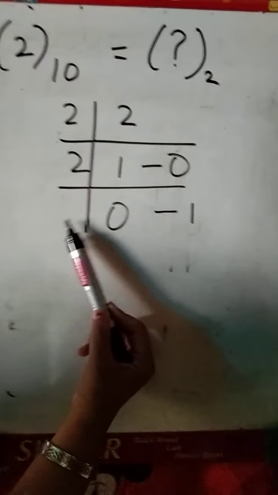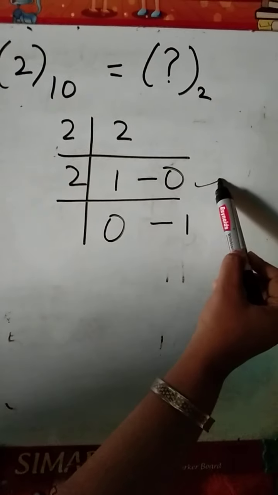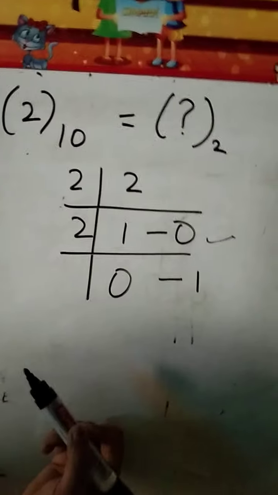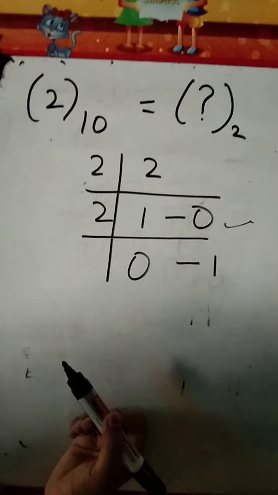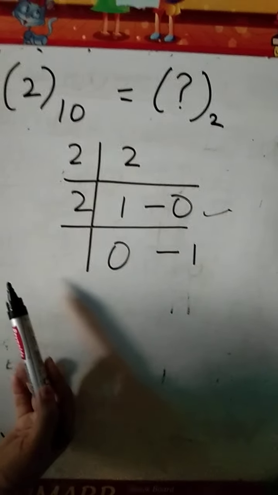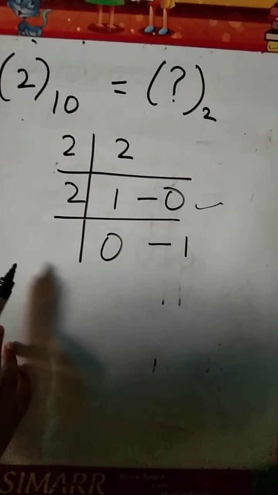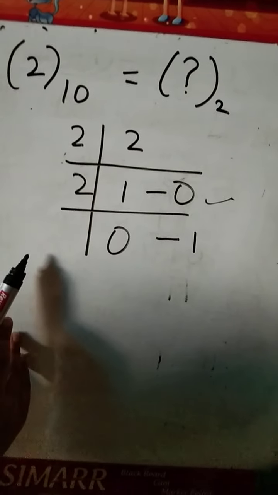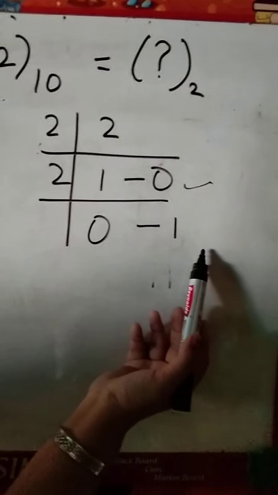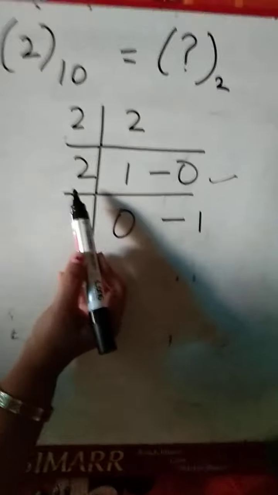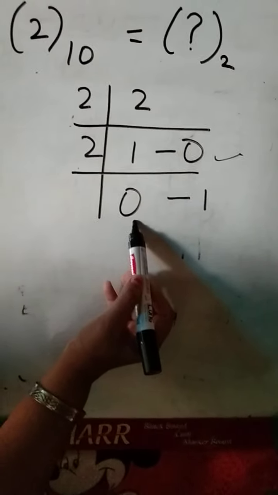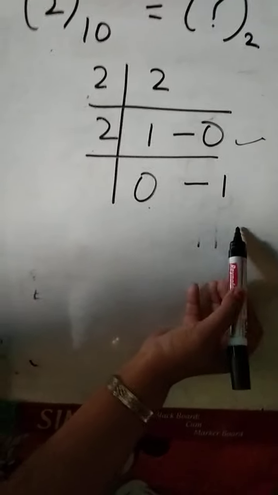Then we have to write the remainder on the right side. Again we divide by 2, and we have to keep dividing again and again. Now we get the quotient 0. Afterwards, 2 can't be divided by 1, so the quotient is 0 and the remainder is 1.